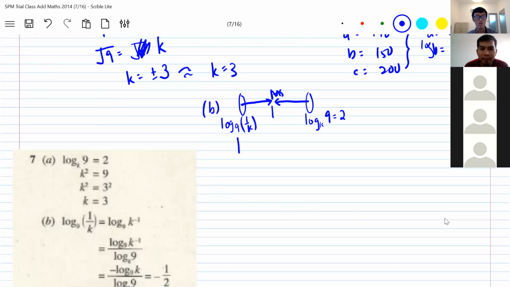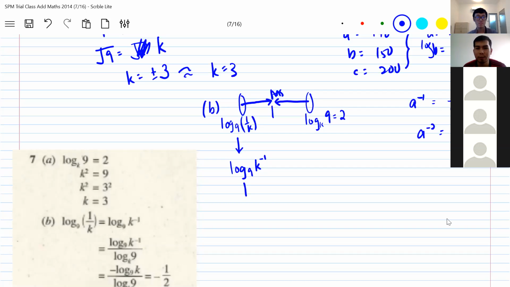From this side, what we can do is log base 9. 1 over k is actually just k to the power negative 1. I'll give you an example: a to the power minus 1 is actually 1 over a. A to the power minus 2 is 1 over a squared. The minus brings it down, but the power stays. So in this case, 1 over k is k to the power minus 1.